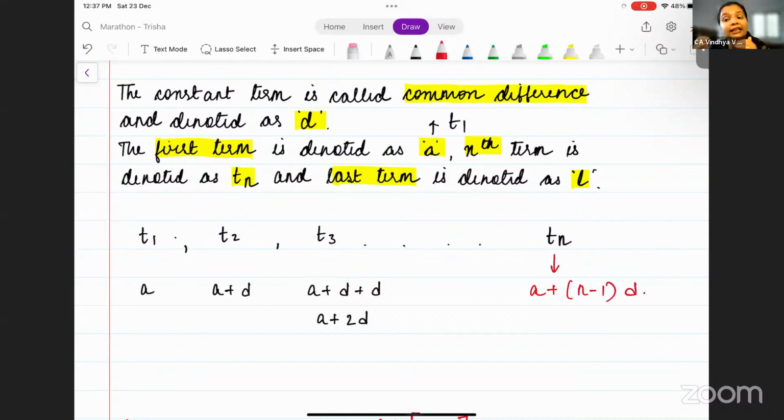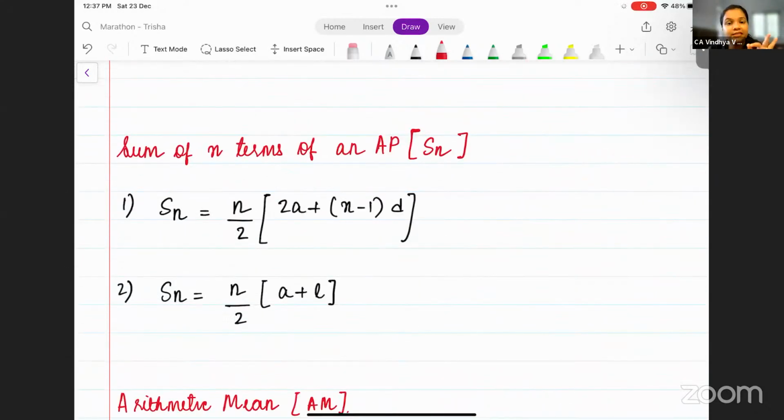So to find the nth term of an AP, you have a plus (n minus 1) into d. This is your very important formula to find the value of any term of an AP, where a is the first term, n is the number of terms, and d is the common difference. All right. Now, the next important thing here is the sum of n terms.